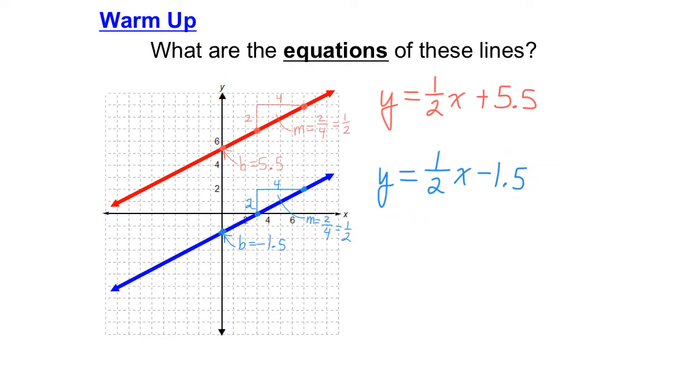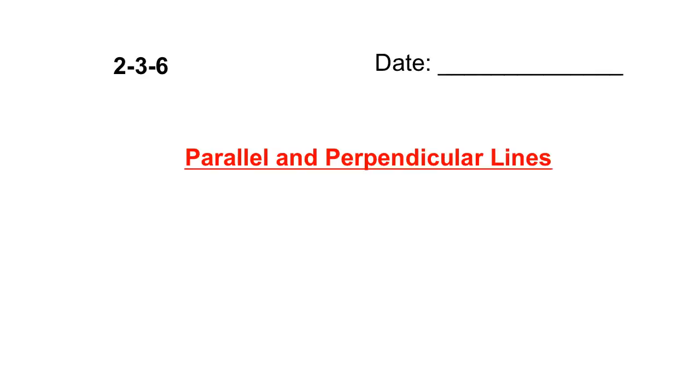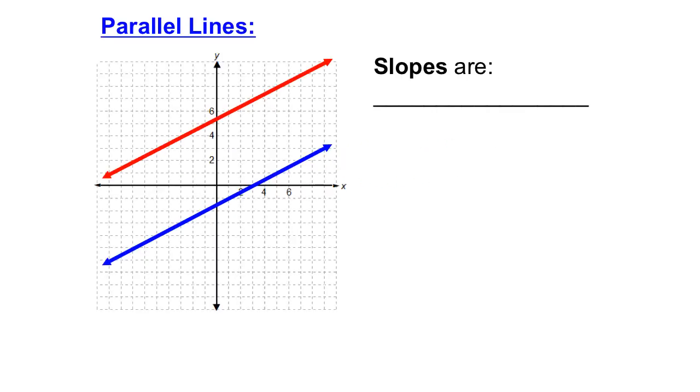Now notice this. These lines are parallel. They have the same slope. In this lesson, we're going to talk in more detail about parallel and perpendicular lines. So we'll start with parallel lines. I showed these two lines to you in the warm-up, and we saw that they both had a slope of 1 over 2. So for parallel lines, slopes are equal.